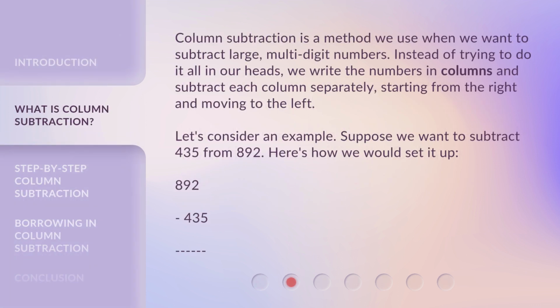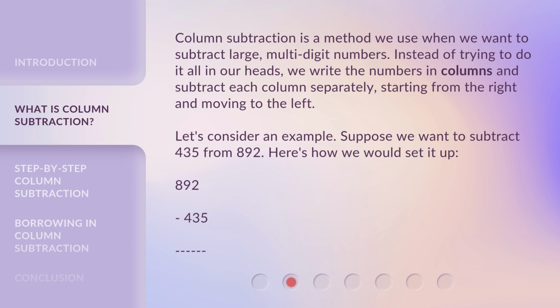Column subtraction is a method we use when we want to subtract large, multi-digit numbers. Instead of trying to do it all in our heads, we write the numbers in columns and subtract each column separately, starting from the right and moving to the left.